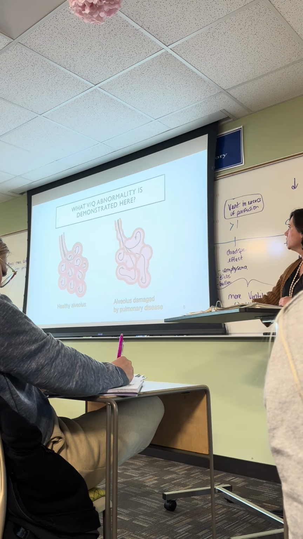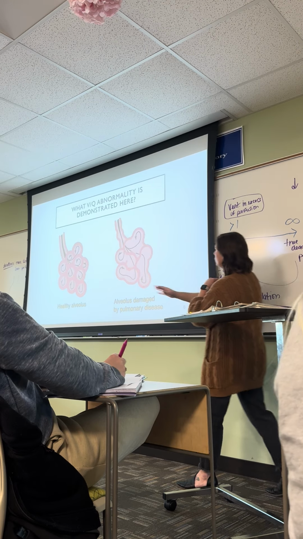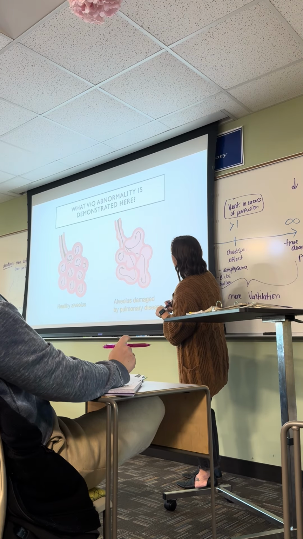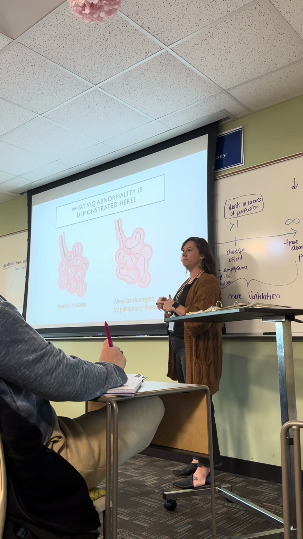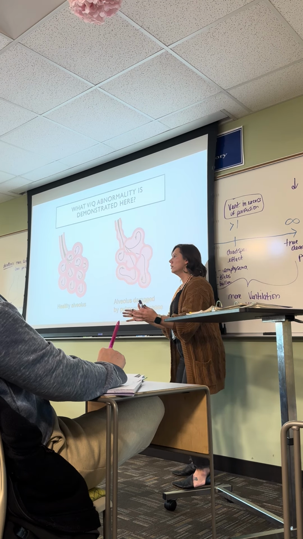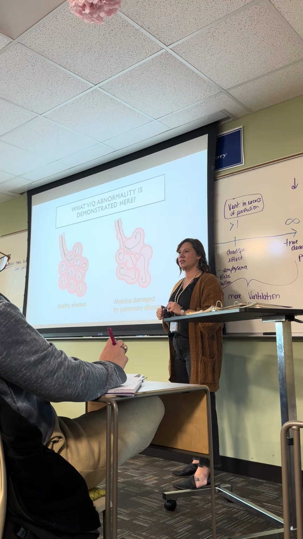Okay. So what VQ abnormality is demonstrated here? So we have a healthy alveoli on one. Over here we have some kind of damage. So looking at that, what's missing over here? What's going on? The capillary in the walls. So what is that? What disease process is this?